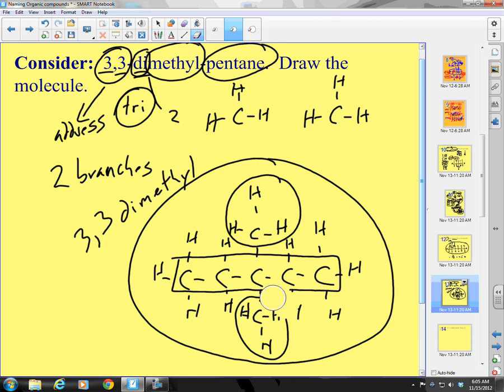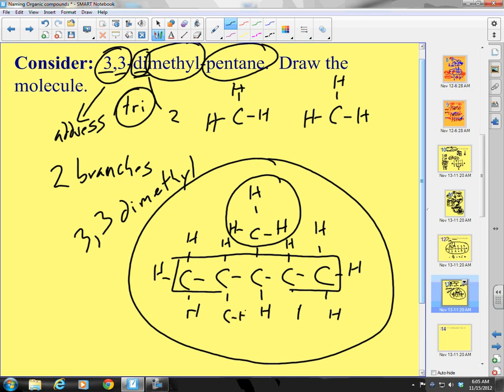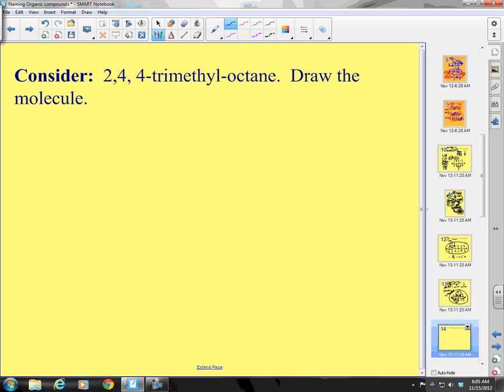Now, what if one of those was on the second carbon? Let's say this guy was not on that carbon, but was on this carbon. Then what would this be called? Well, I still have two methyl groups, so it's still a dimethyl, but it's no longer 3,3. It would be 2,3-dimethylpentane. Hey, that's not so bad. Yeah, it kind of makes some sense. Good. You guys do 2,4,4-trimethyloctane and bring me back.